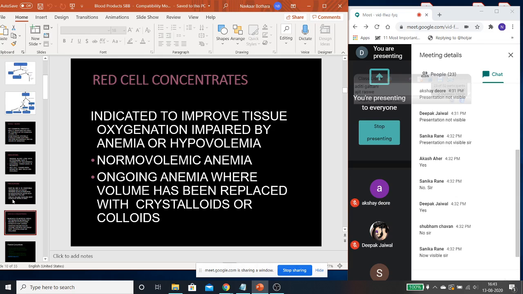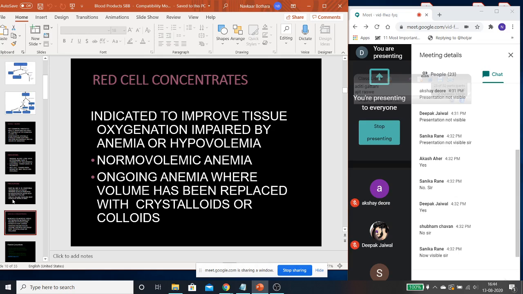Now the benefit is this: if a person already has normovolemia and we give whole blood, it increases the blood volume. But if we give the concentrate, it does not increase blood volume, it just improves the cell count. So that is the benefit. It is also useful in ongoing anemia where volume has been replaced with crystalloids or other colloids.